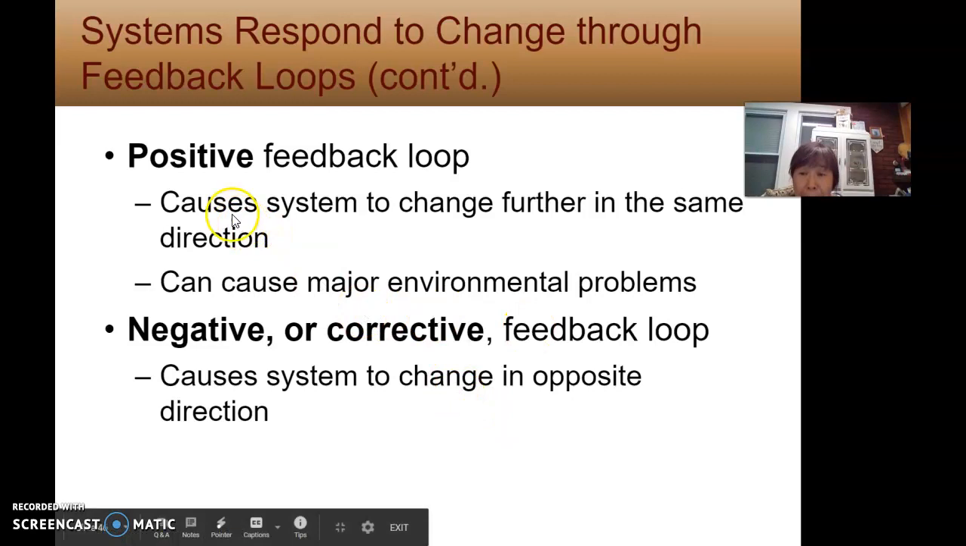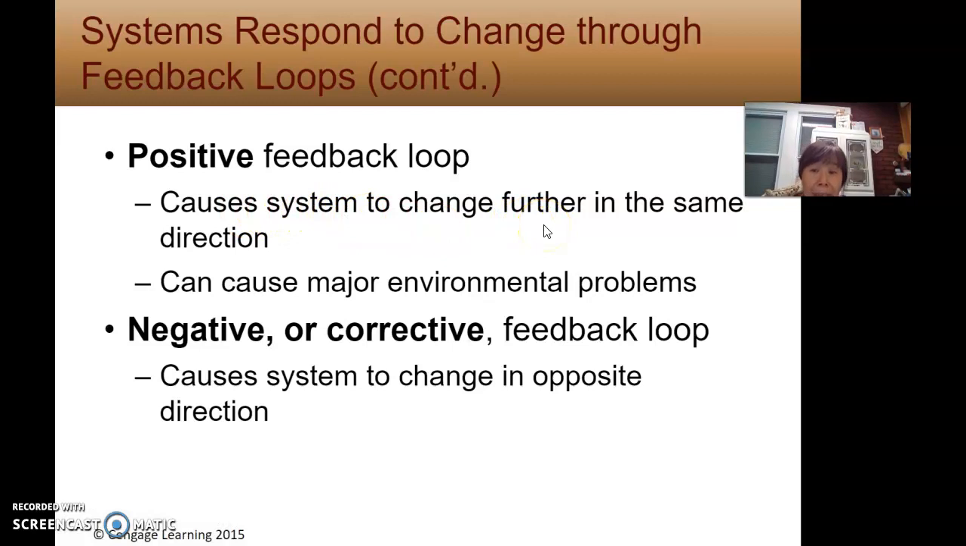Now feedbacks. A positive feedback causes the system to change further in the same direction. So if the beginning direction is bad, the feedback would cause the bad condition to become worse. However, a negative or corrective feedback loop causes the change to go in a different direction. So it's a balancing process.